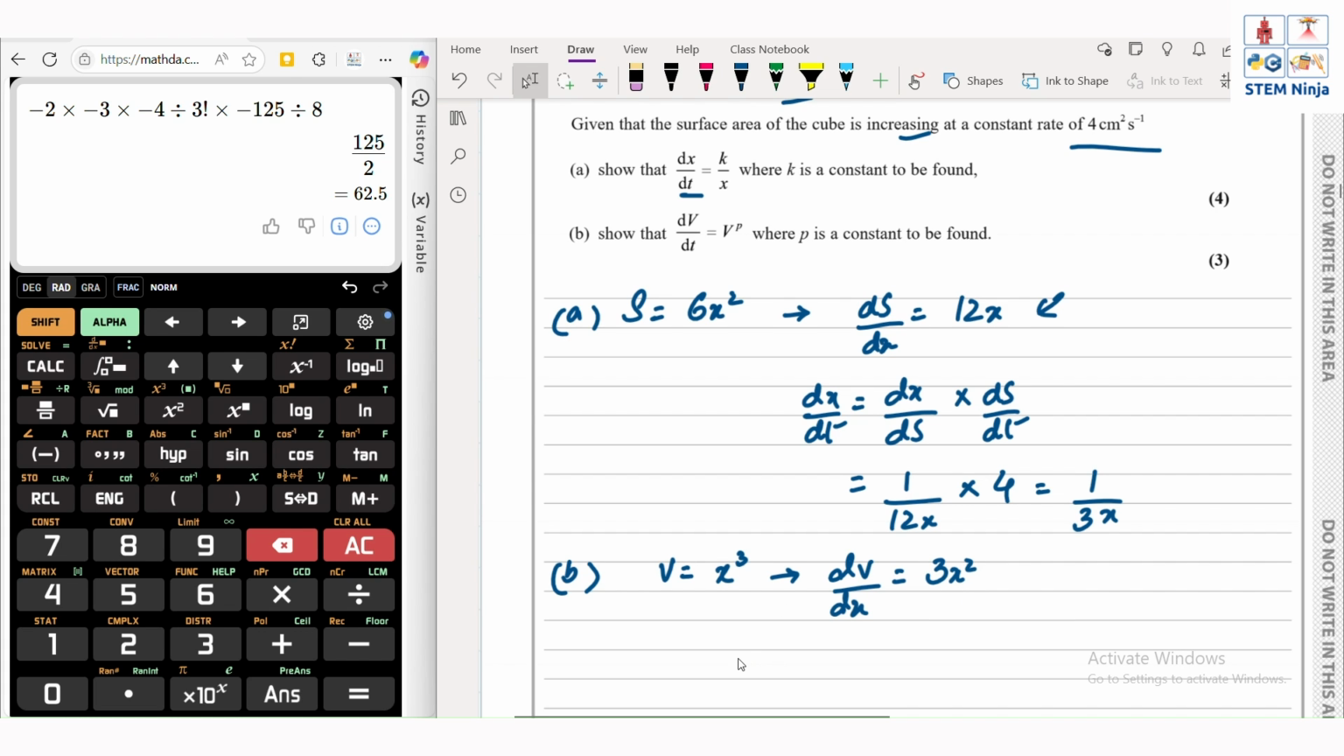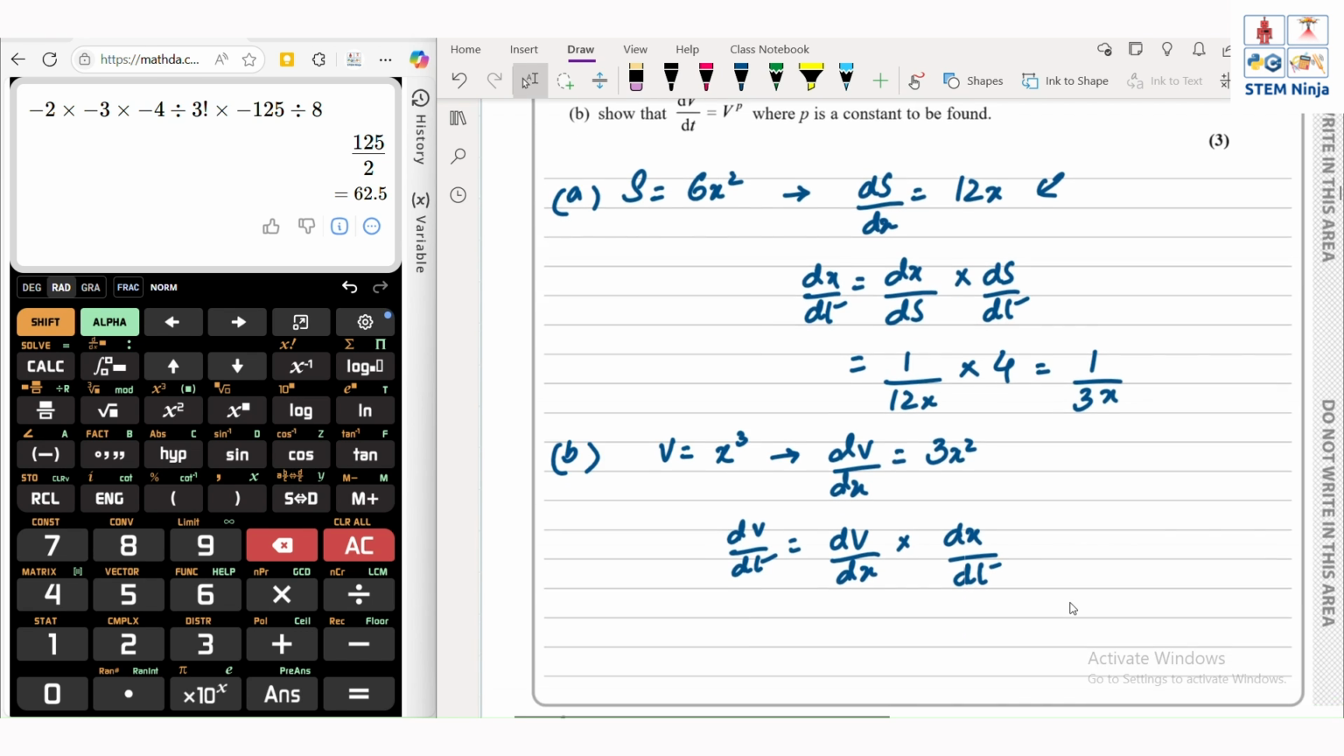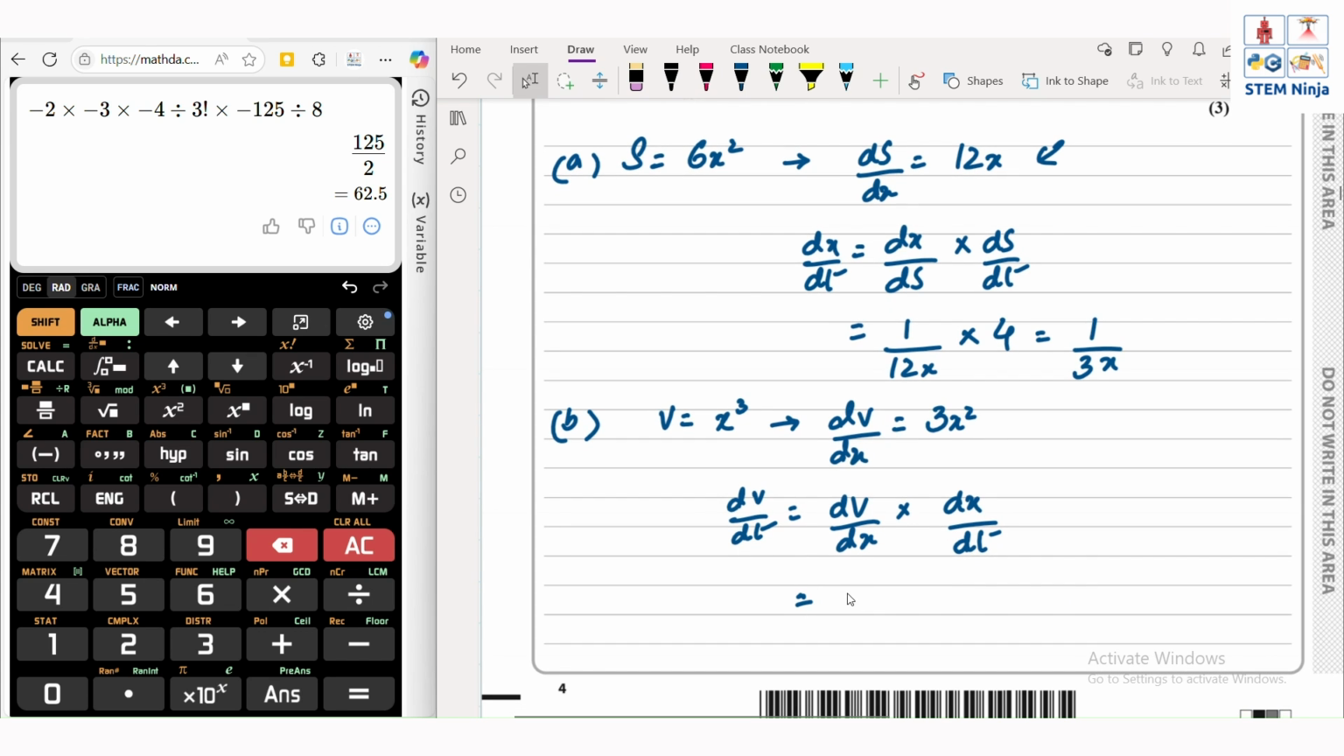So this must mean that if we want dV/dt, we have to employ a similar chain rule that we worked in the a part: dV/dx times dx/dt. So dV/dx is 3x squared, and dx/dt is 1 over 3x. So we are left with just x.